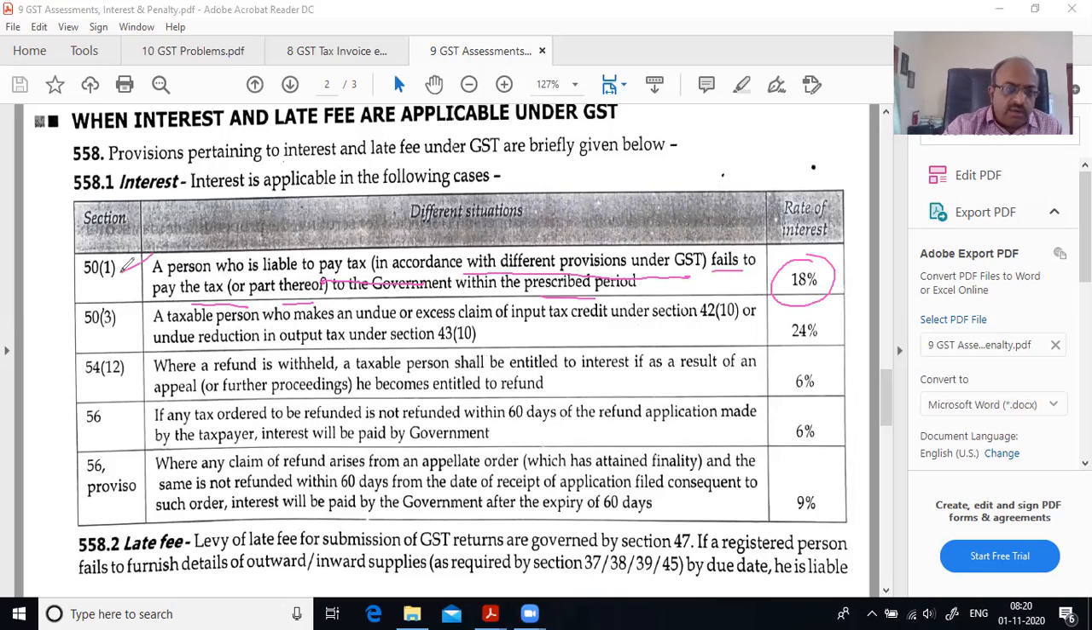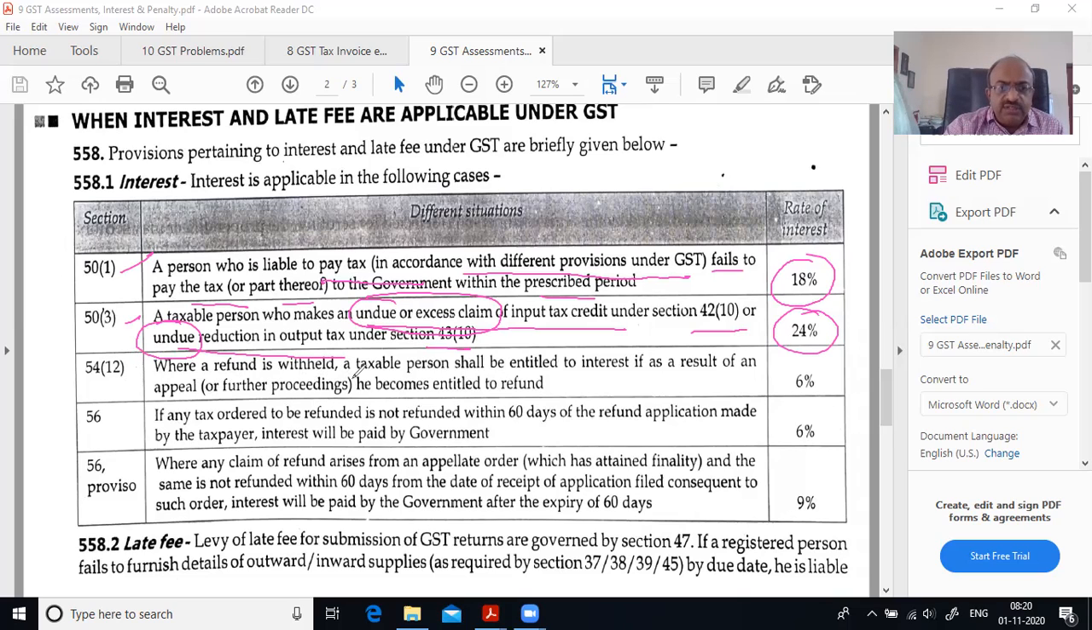Section 50(3): a taxable person who makes an undue or excess claim of input tax credit under 42(10) and 43(10), or an undue reduction of output tax. Undue is the word. Undue or excess claim, then 24%.